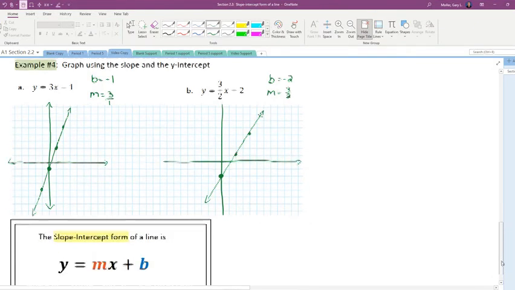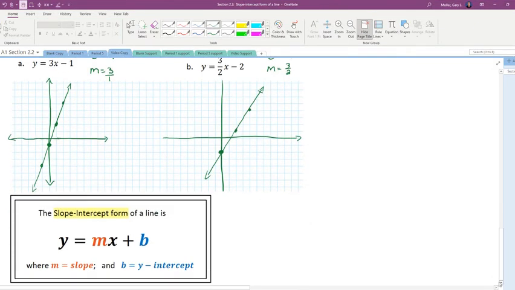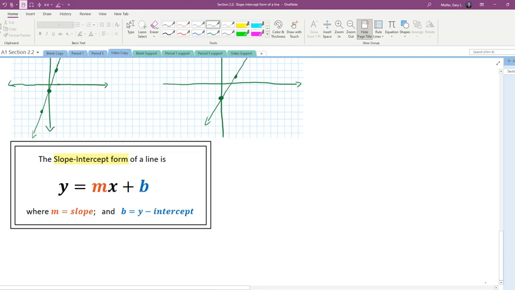Which brings us to this statement right here. The slope-intercept form of a line is y equals mx plus b, where m represents the slope and b represents the y-intercept. So if you are in this form, then it's easy to graph because you know a starting point, and then you know a direction.